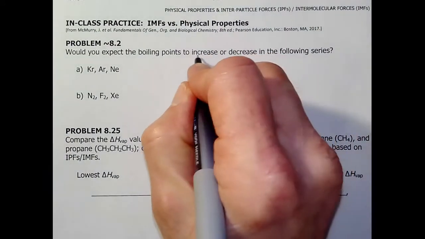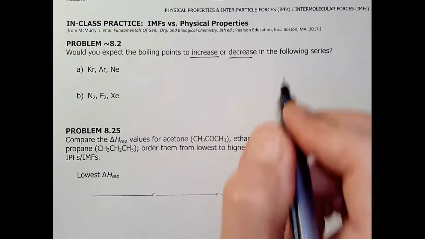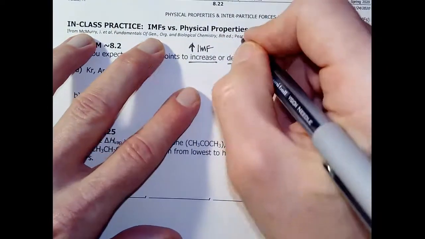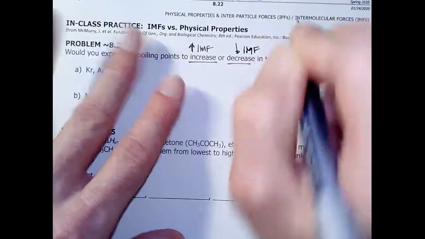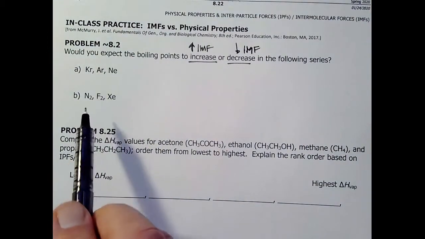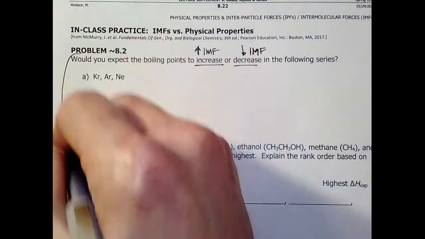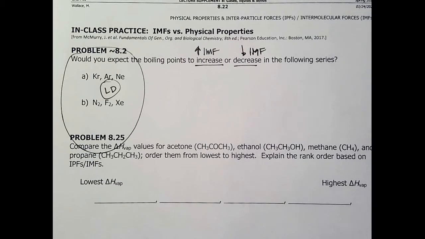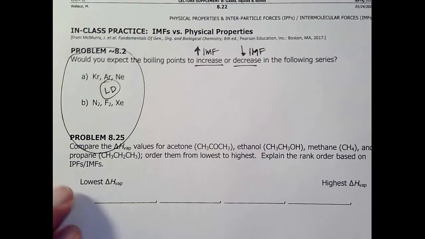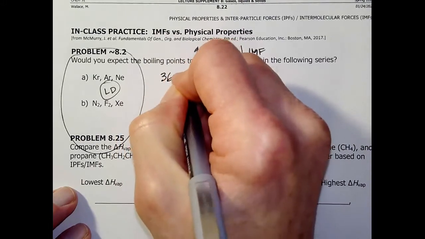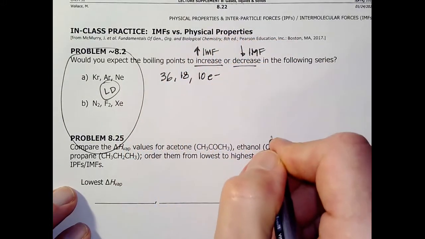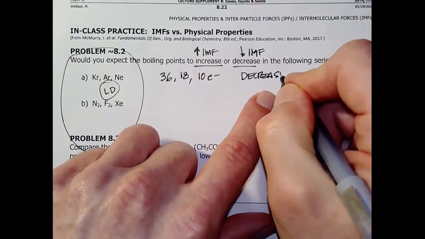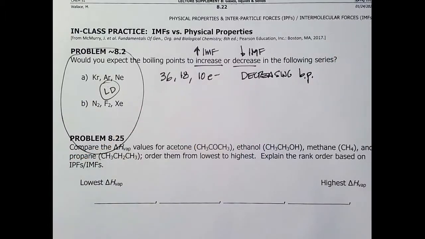Now, boiling point increase or decrease. So is the intermolecular forces going up in this list or intermolecular forces going down in this list? Atoms and nonpolar molecules, they're all London dispersion. Nothing polar, no hydrogen bonding, no ions there. So all I have to do is look at the number of electrons. 36, 18, 10 electrons. That's decreasing boiling point.